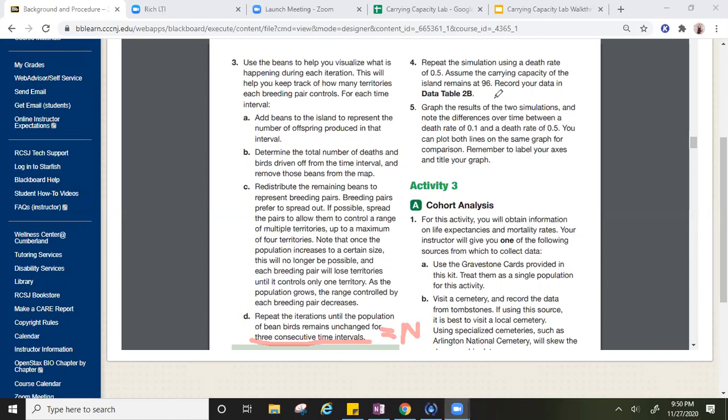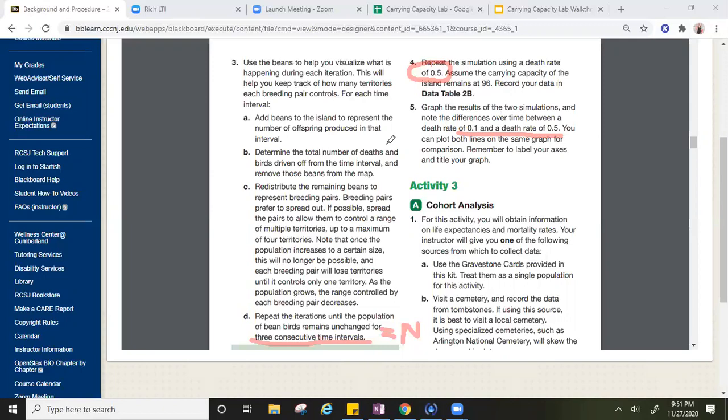Okay. Once you get done with that activity, you will then do the same activity, but with a death rate of 0.5. So with a death rate of 0.5, it's gonna be a game changer. And then it wants you to graph the results of the 2 simulations and note the differences over time between a death rate of 0.1 and a death rate of 0.5. So you're going to plot 2 lines on the same graph, and remember to label your axes and title your graph. So you're basically plotting the death rate. Like you're going to have 2 lines for death rate.